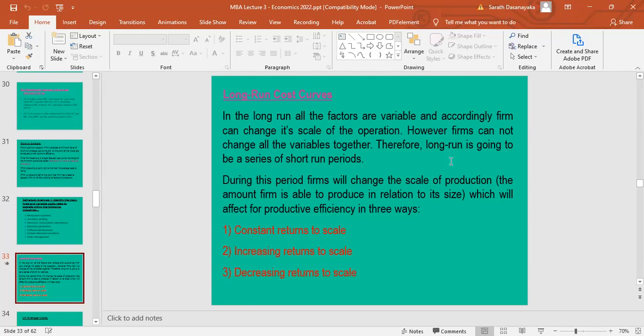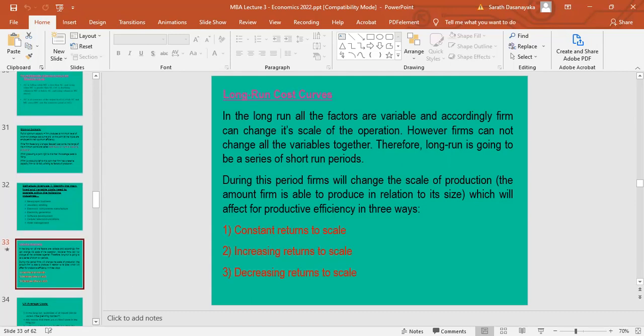During this period, firms will change the scale of operations. That means the amount a firm is able to produce in relation to its size, which will affect productive efficiency in three ways. First, we say constant returns to scale. Second, increasing returns to scale. Third, decreasing returns to scale. We are trying to analyze now the long run cost curve behavior. You see it starts high, going down, stable, going up. That is the way the long run cost curve is moving. Then we analyze the long run cost curve behavior with respect to what we call productive efficiency in the three ways: constant returns to scale, increasing returns to scale, and decreasing returns to scale.